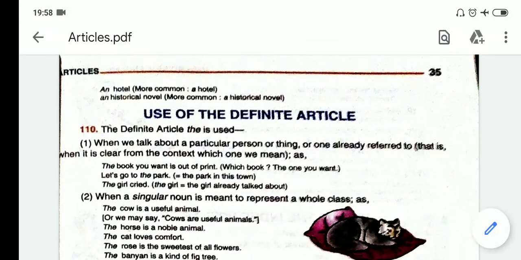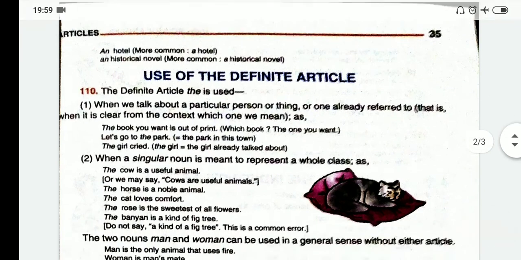A historical novel. Use of definite article. I told you what indefinite articles are. Now we will see what the definite articles are and what the use of the definite article is. And we know what a definite article is? The is the definite article. Indefinite articles are a and an, and the definite article is the.